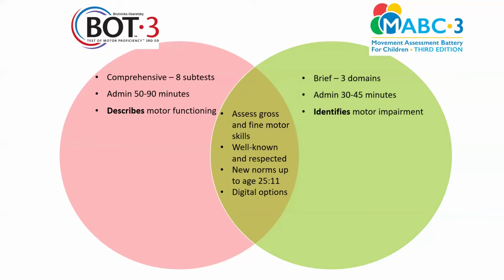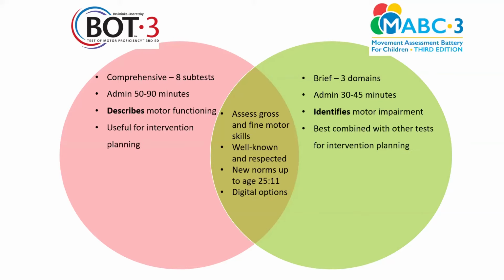And associated with that level of detail provided by each of those assessments, we could say that the BOT-3 describes motor functioning, whereas the main power of the Movement ABC-3 lies in identifying motor impairments. This is one reason why it's a popular tool for research as well. We could therefore use the results of the BOT-3 to give us good information for intervention planning, whereas the Movement ABC-3 would need to be supplemented by the checklist and potentially other measures, perhaps tools like the BRI-VMI or clinical observations. We use some of those other measures to give us a more comprehensive picture.